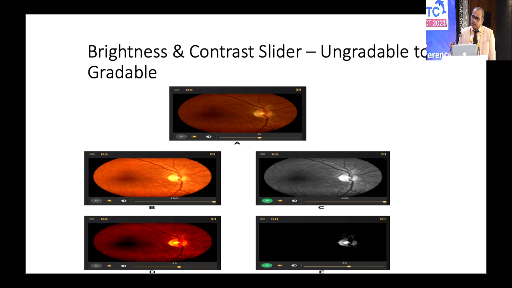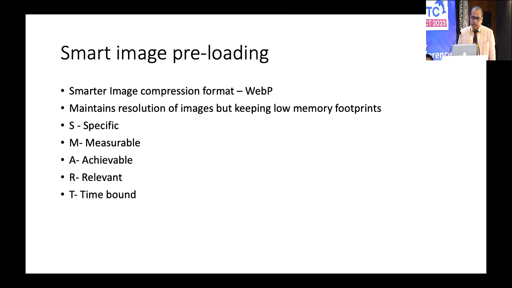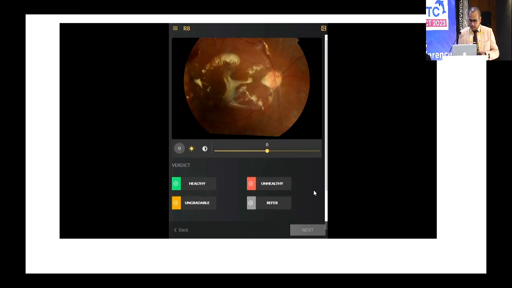There were 5% of images that were ungradable. By using the brightness and contrast slider, we were able to grade those images also. We followed a smart image preloading system. It has a smarter image compression format known as WebP. It maintains resolution of images while keeping a low memory footprint. So this is a small video.